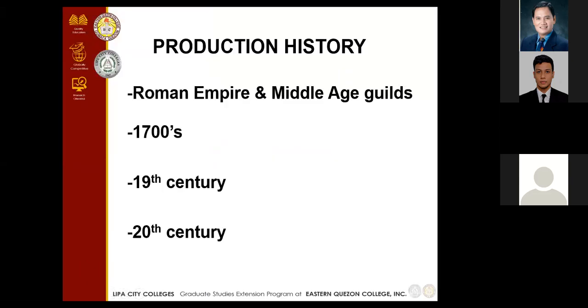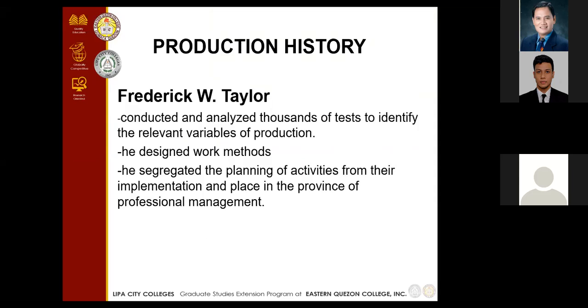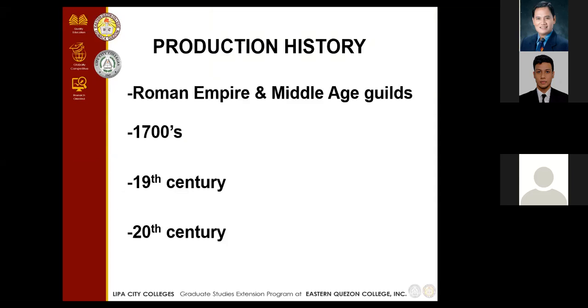So, let us discuss the production history during the Roman Empire and the Middle Age guilds. During the Roman Empire and Middle Age guilds, the production was characterized by individual activities and muscle power instead of mechanical power. So basically, nung Roman Empire, yung production is more on strength ng mga tao. Nung 1700 naman, conditions changed rapidly with the introduction of steam power to replace muscle power, and machine tools to reduce hand craftsmanship, and the factory system emphasizing interchangeability of manufactured parts.